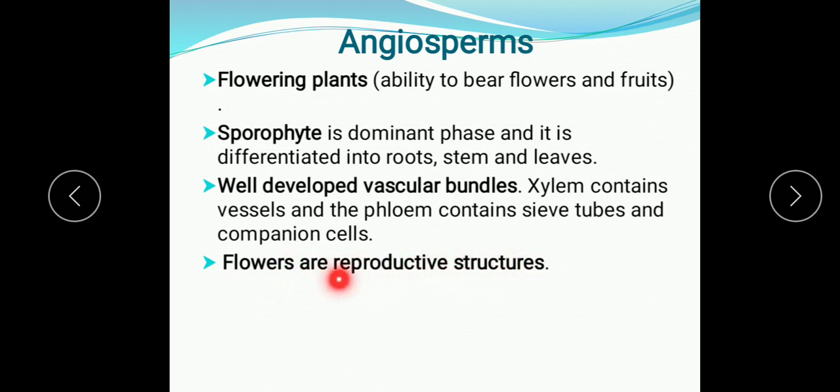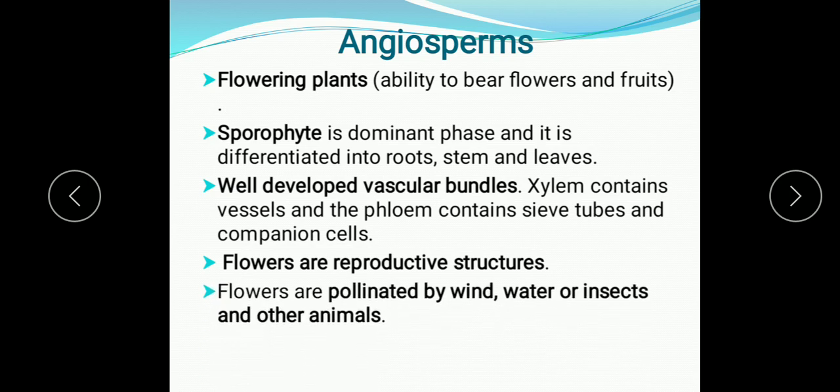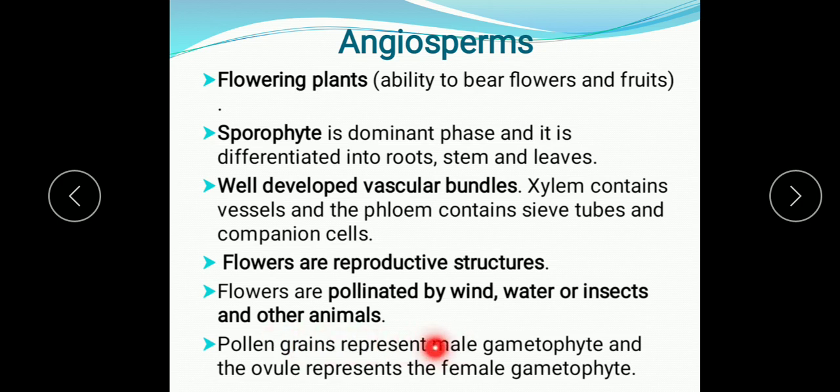Flowers are the reproductive structure. About that also you have studied well in the previous classes. It is the reproductive structure, and it helps in the process of sexual reproduction. So the presence of flowers is one of the most distinguishing features of angiosperms, because it helps in sexual reproduction. Flowers are pollinated by wind, water, insects, or other animals also. Pollen grains represent the male gametophyte, and the ovule represents the female gametophyte.